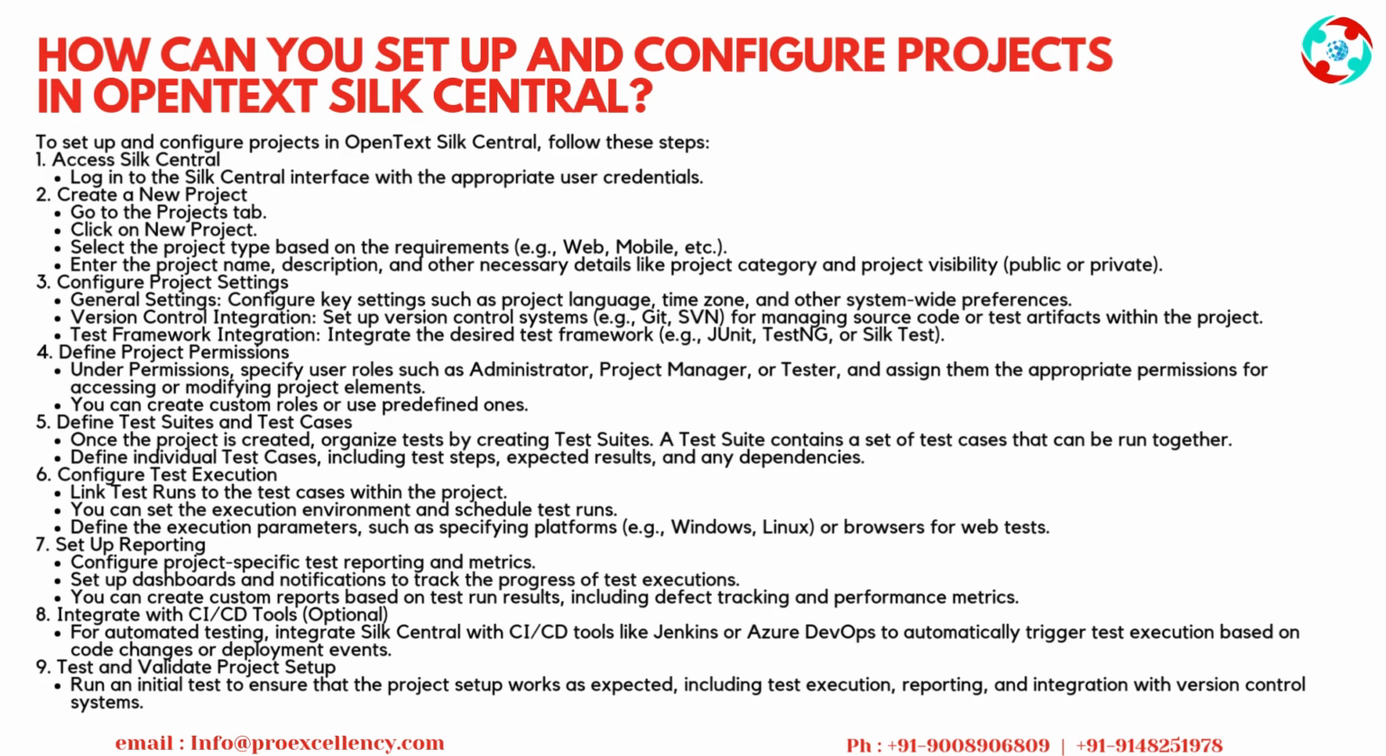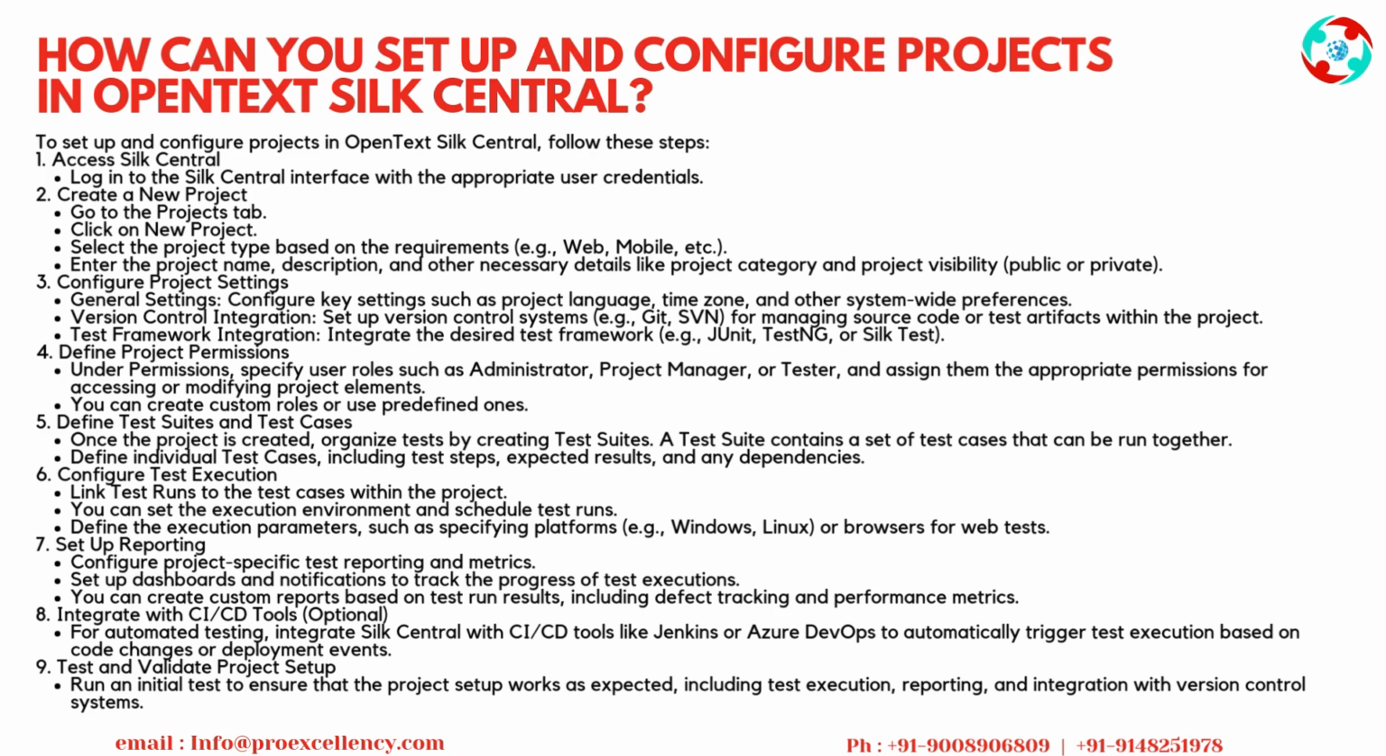To set up and configure projects in OpenText Silk Central, follow these steps. 1. Access Silk Central. Log in to the Silk Central interface with the appropriate user credentials. 2. Create a new project. Go to the Projects tab. Click on New Project. Select the project type based on the requirements, example, web, mobile, etc. Enter the project name, description, and other necessary details like project category and project visibility, public or private.